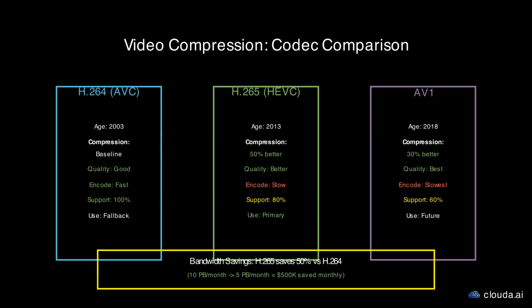TikTok uses adaptive codec selection, H.265 for most users, H.264 for old devices, and AV1 for premium users with modern hardware. With 10 petabytes of bandwidth monthly, H.265's 50% savings translates to $500,000 saved per month compared to H.264 alone.